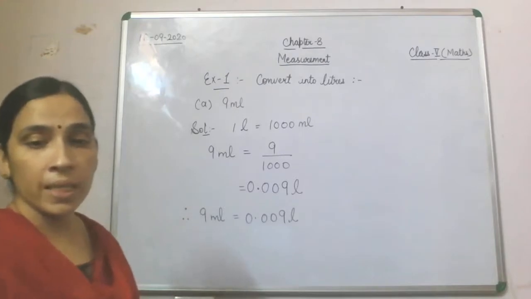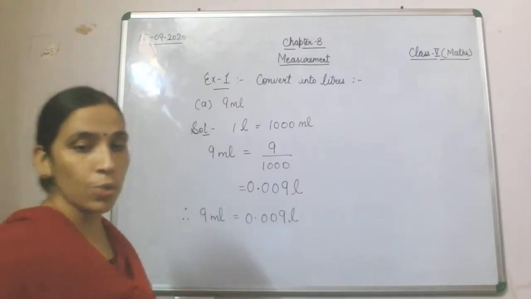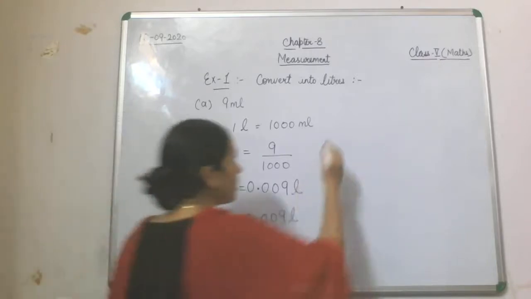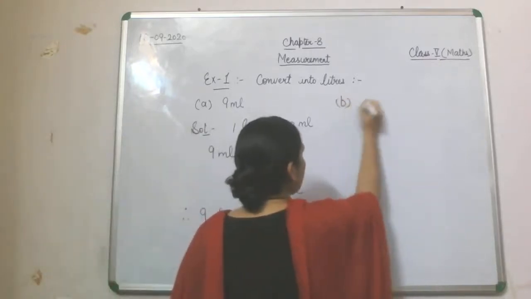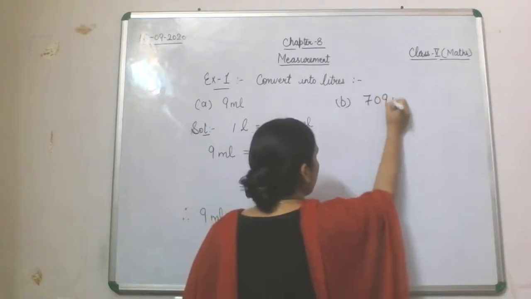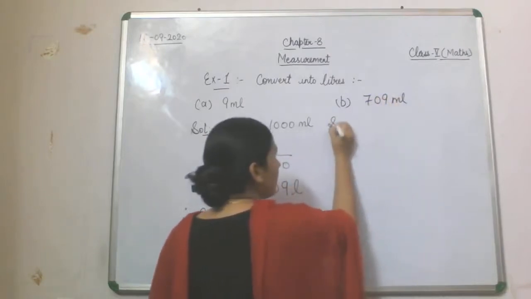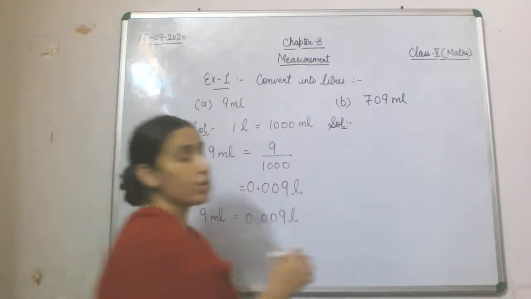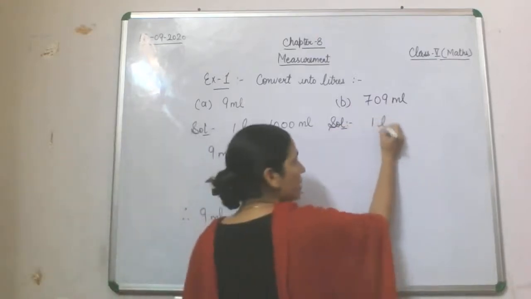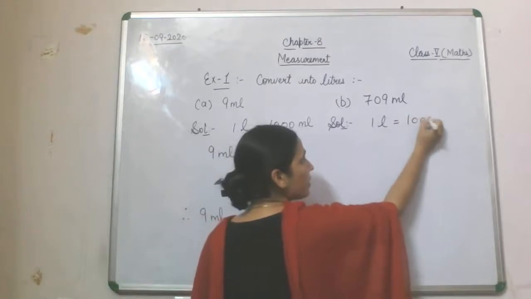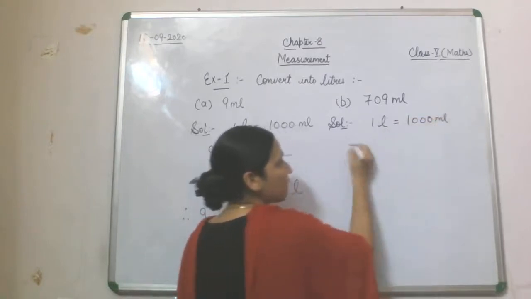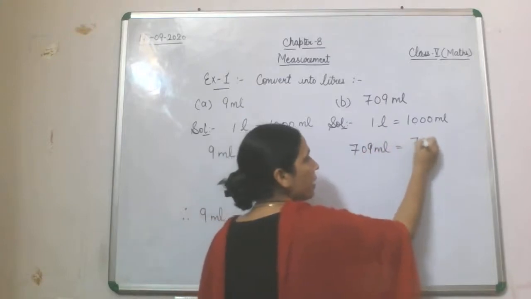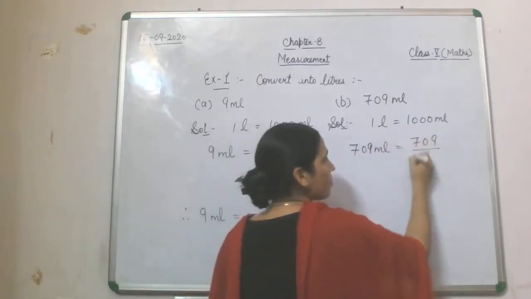So let's take another example related to this only. Now B part, that is 709 milliliter. Again the relation is also the same, 1 liter is equal to 1000 milliliter. So now what we will do, 709 milliliter, it means this 709 will be divided by 1000.